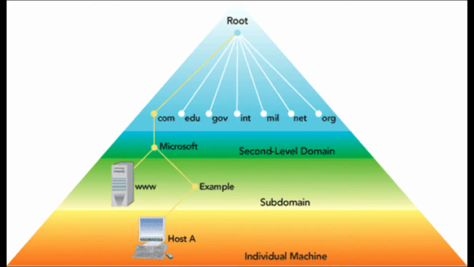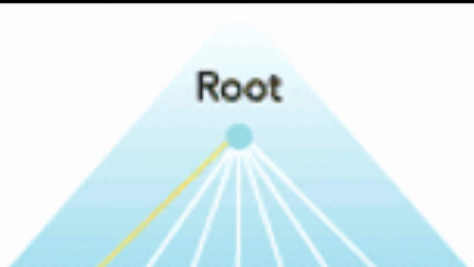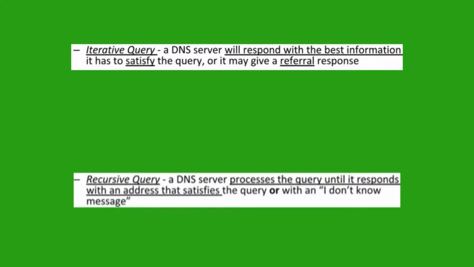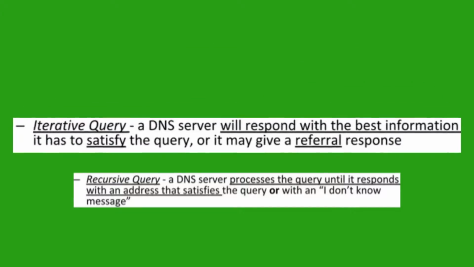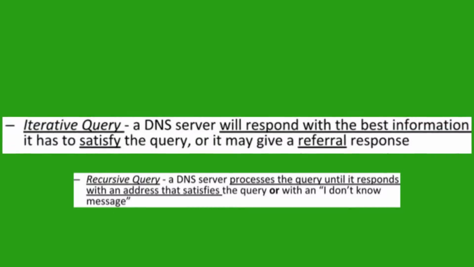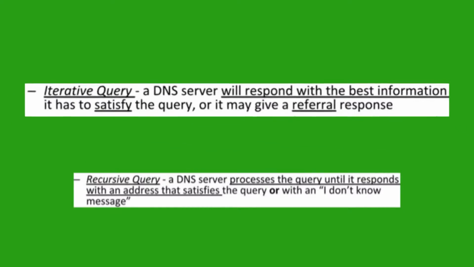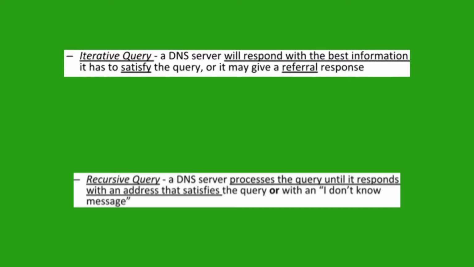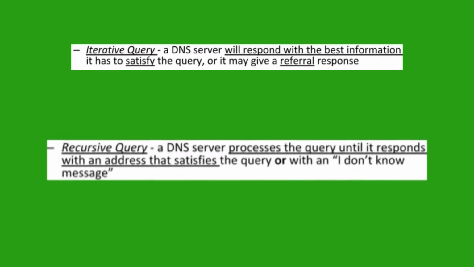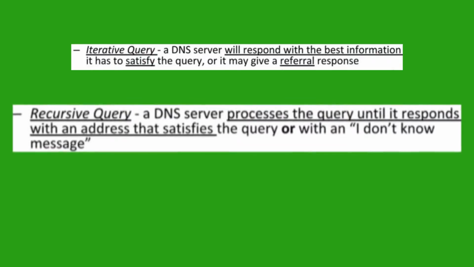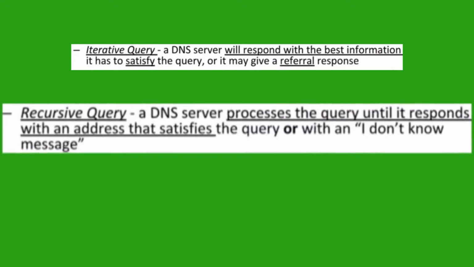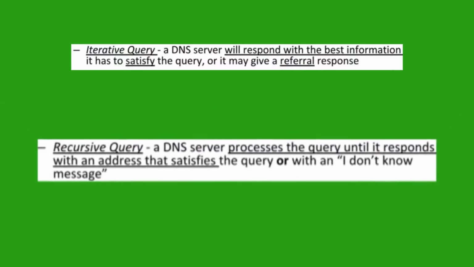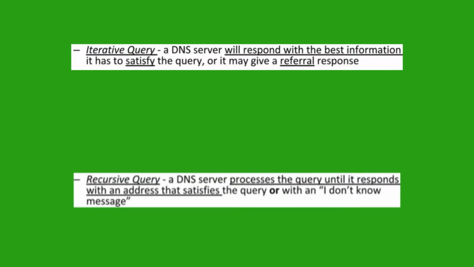The structure of a DNS is an inverted tree structure with the root at the top. There are also two types of DNS lookups that can be performed. There's the iterative query as well as the recursive query. The iterative query is a DNS server that will respond with the best information it has to satisfy the query, or it may give a referral response. The recursive query is a DNS server that processes the query until it responds with an address that satisfies the query, or it could even respond with the "I don't know" message if it cannot find the exact query.